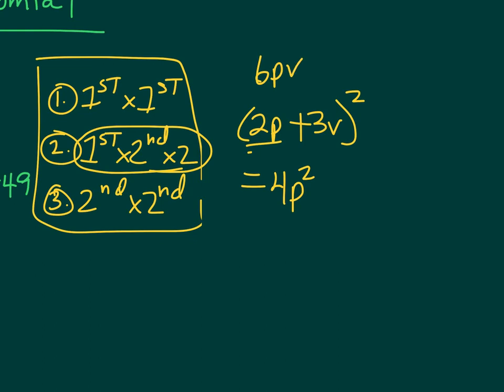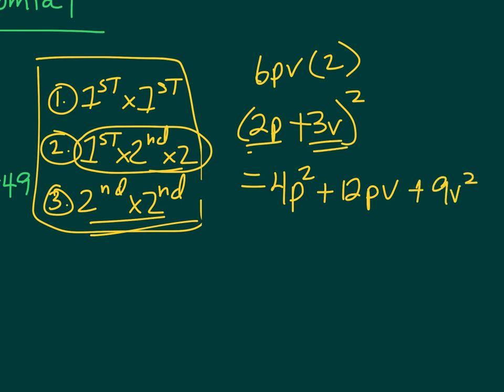And then if I take that times 2, I probably shouldn't use that x there. That's kind of confusing. Let's do it this way. If I take that times 2, I'll get 12pv. And then finally, second times second would be 3v times 3v, or plus 9v squared. Boom. There's that problem using the shortcut.